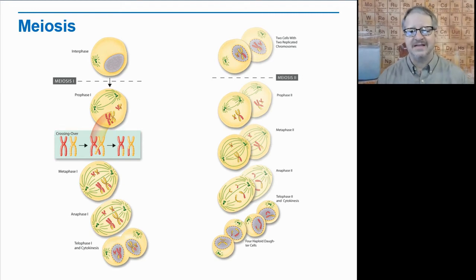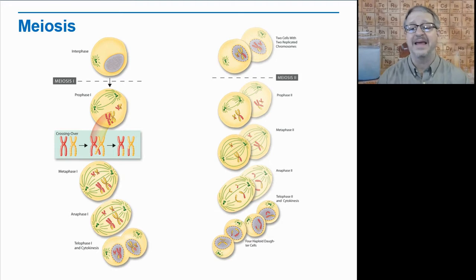So the process that produces these sex cells is called meiosis. It's spelled weird, but we say it meiosis. So this process that produces the sex cells, therefore, needs to divide the nuclei and shuffle chromosomes so that the resulting cells have half the normal chromosome number.